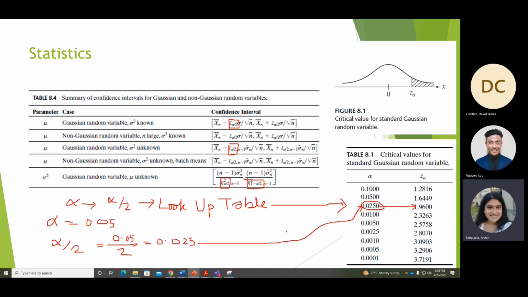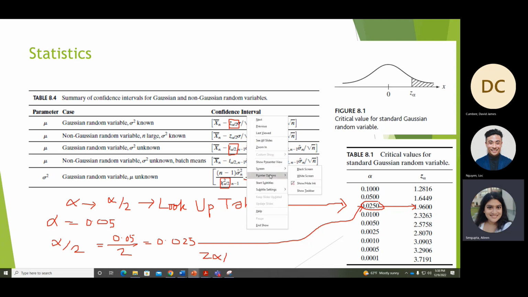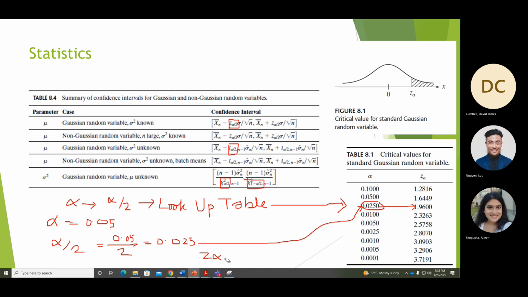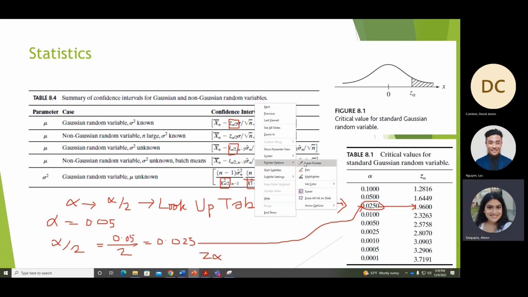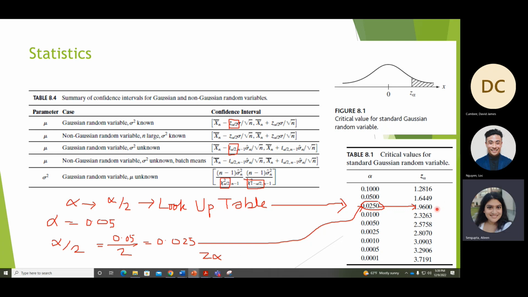I'm assuming that this is a Z distribution. So what is the value of Z of alpha by 2 right now? This is 1.96. Let me write that down. That's how you look up the table, basically. Sorry, that's not 1.92, it's 1.96. You understand the point, right? It's the same as looking up your Q table.